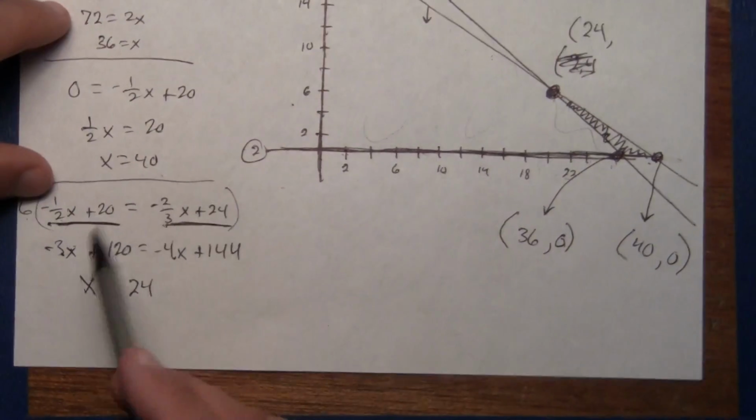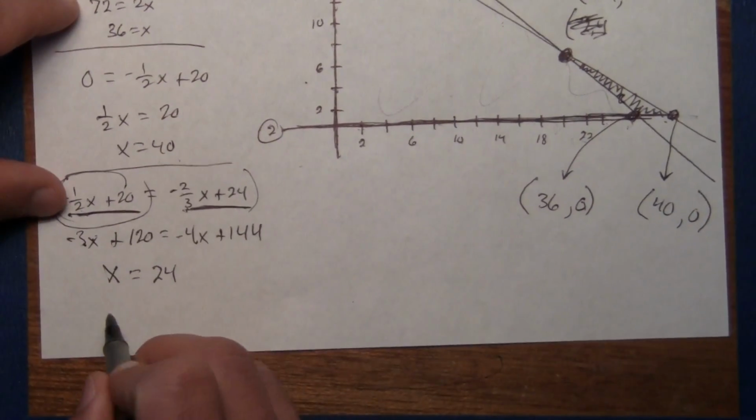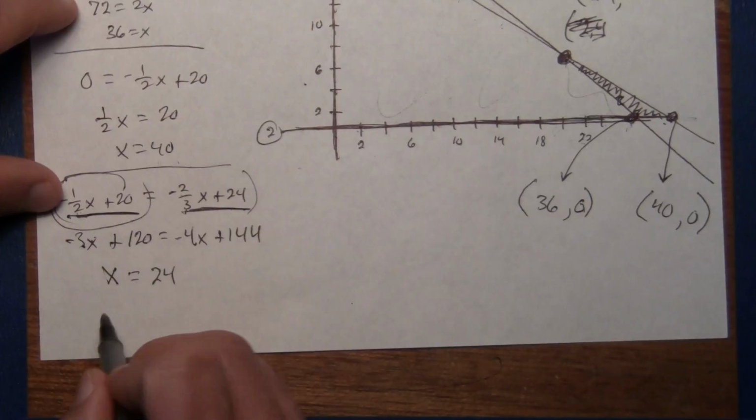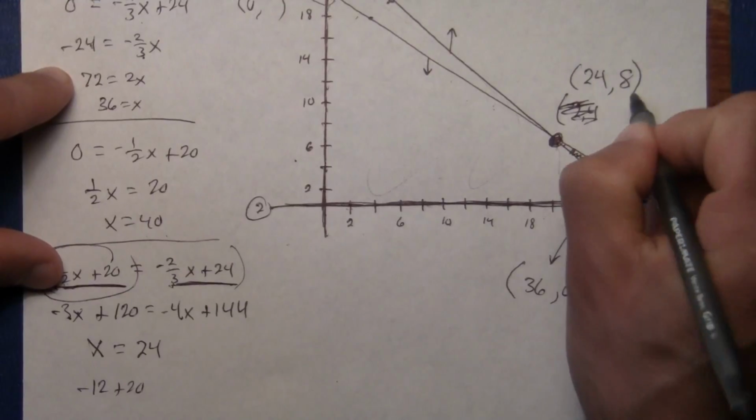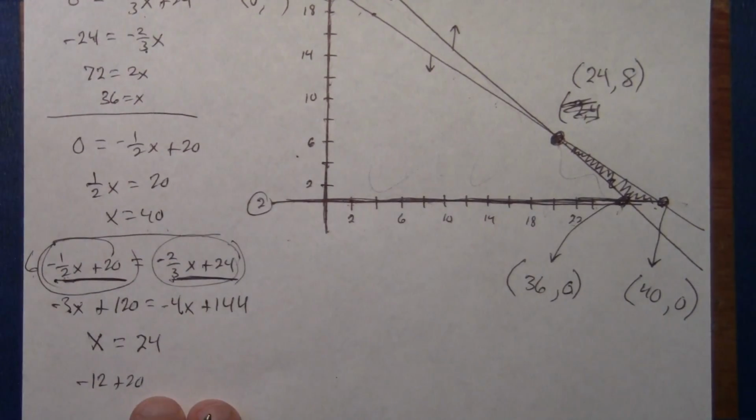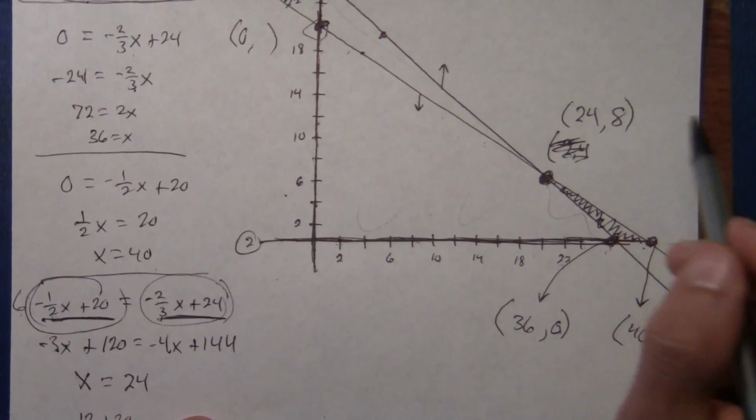Alright, so plug 24 back in for x. I'm going to pick this equation. It's going to give me negative 1/2 times 24, or negative 12, plus 20, and I get 8. And I will get the exact same thing if I plug it in here. Now I've got the vertices.